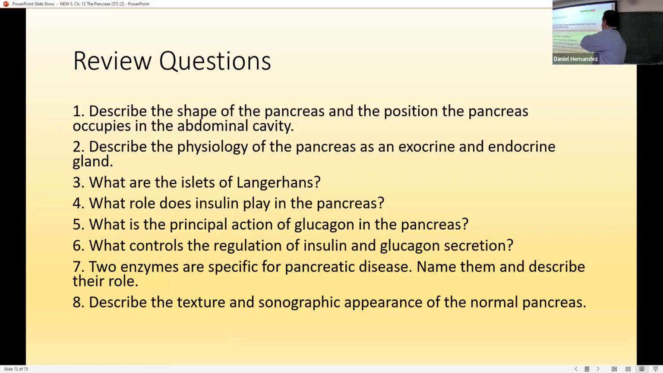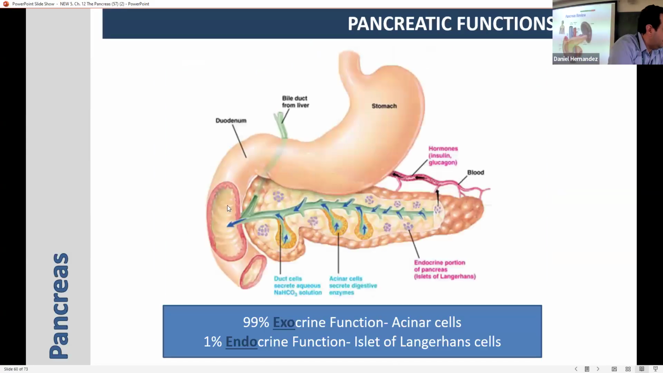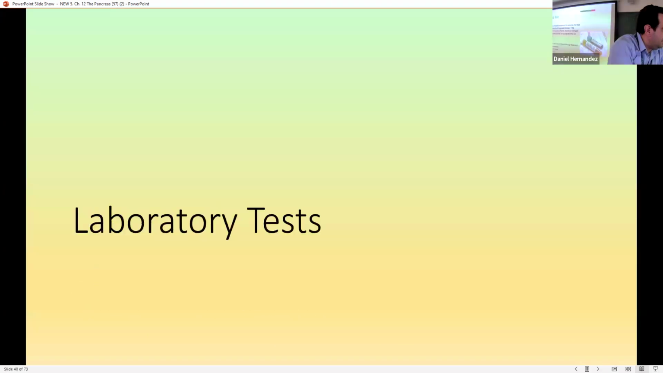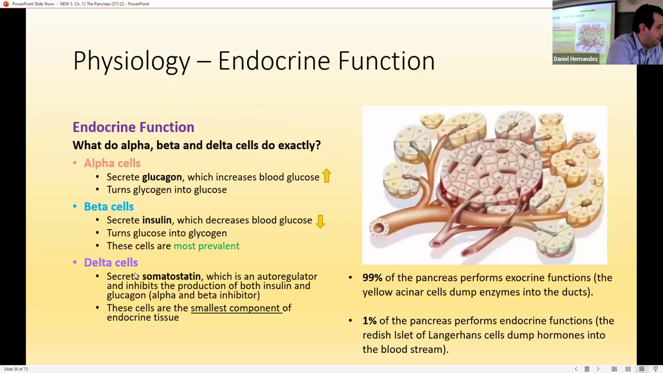What controls the regulation of the insulin and glucagon secretions? Those are the delta cells. So the delta cells here secrete somatostatin, which is the one that controls the production of both insulin and glucagon.